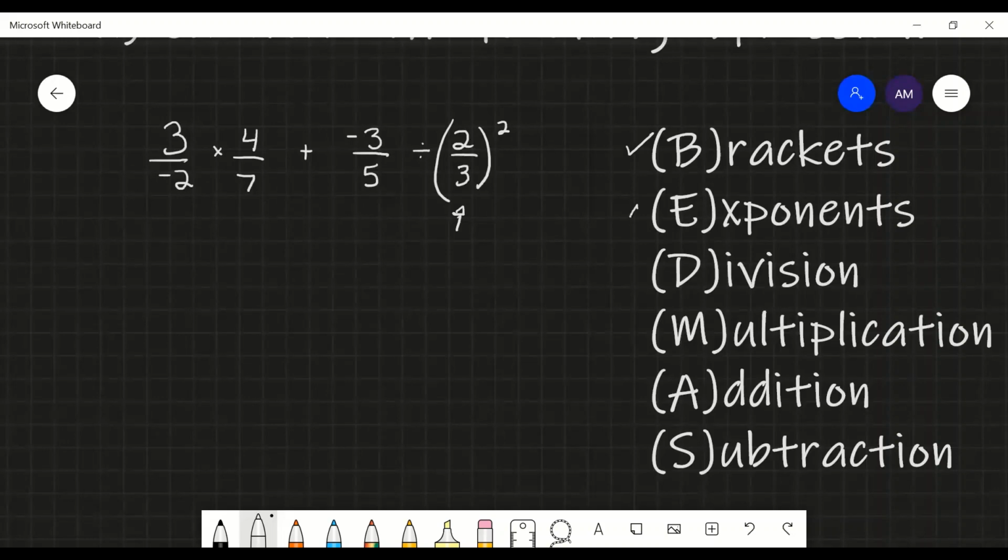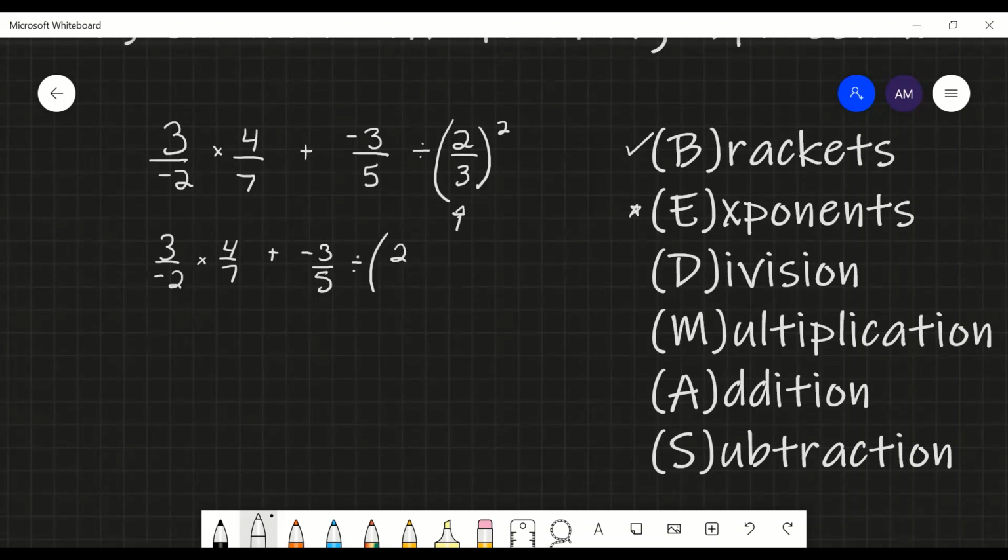But the next one, exponents, well, I see an exponent right here. This means 2 over 3 to the power of 2. Let's apply that exponent. So when doing so, make sure to copy everything, even the stuff that did not change, into the next line. So 3 over negative 2 times 4 over 7 plus negative 3 over 5 divided by this. So what is 2 over 3 squared?